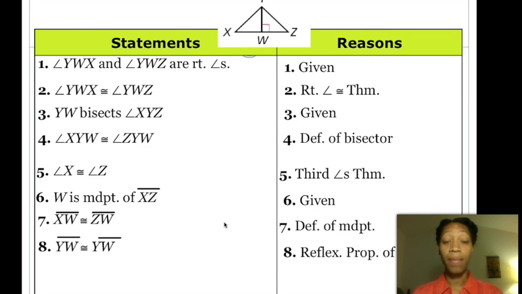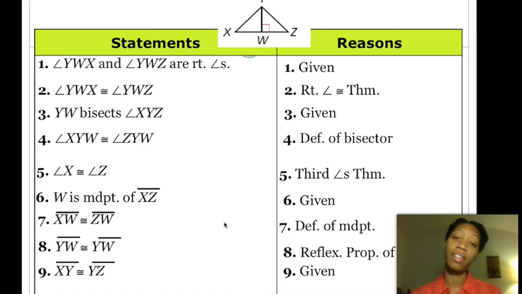Now we can say both triangles actually share that side in the middle, YW. So since they share it, I need to say that YW for the one triangle is equal to YW for the other triangle. And that is the reflexive property. Just like a mirror, YW is the same on both sides. And then lastly, YZ on one side is equal to YX on the other side, and that was given to us.